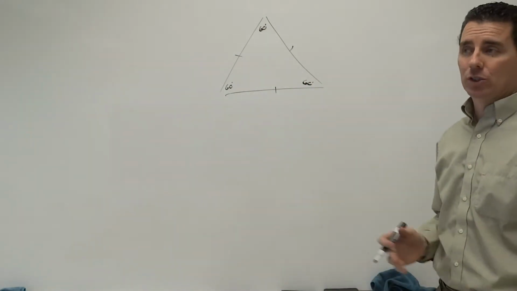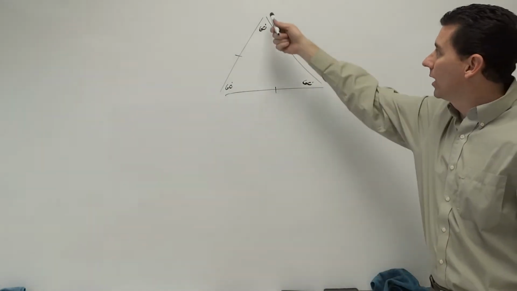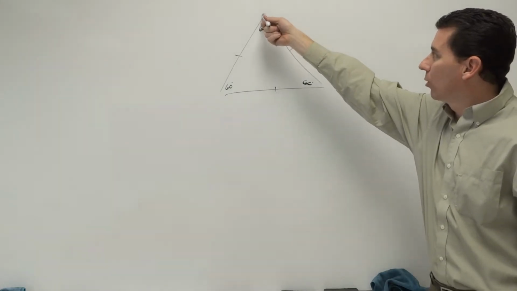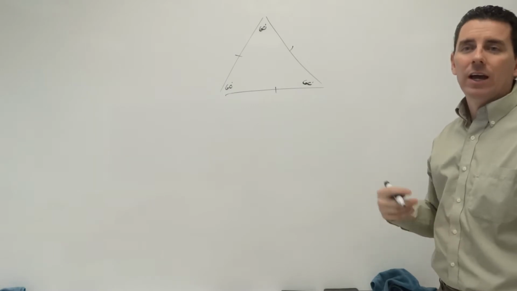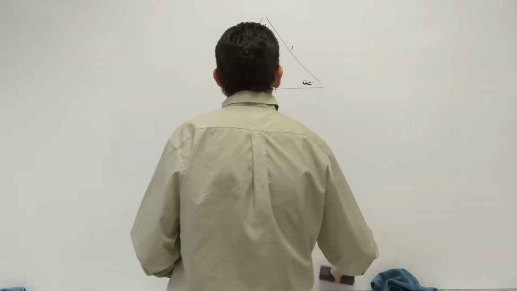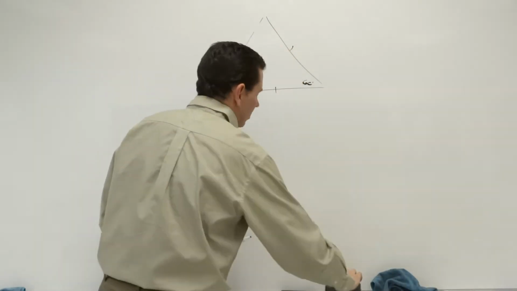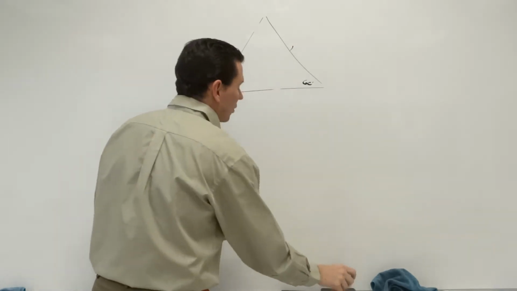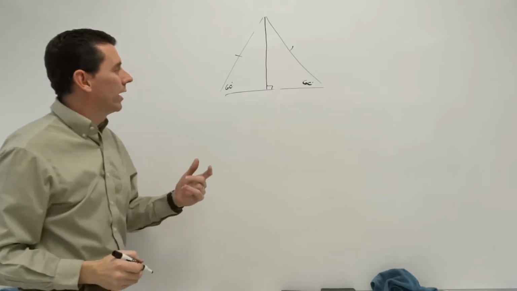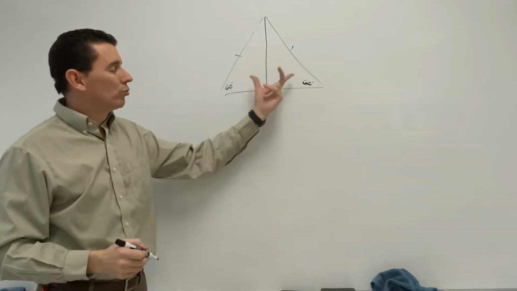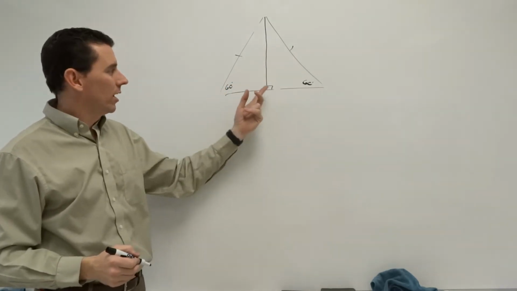Can I make a right triangle in here? Well, what kind of segment could I drop from a vertex to the opposite side that would make a right triangle? An altitude. So we're going to drop the tube. No, not drop the tube. We're going to drop the altitude. So from here, drop that down, right angle. Now I've got two right triangles, 60, 90, 60, 90.